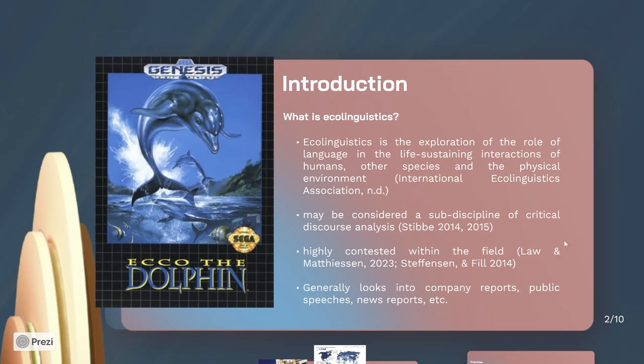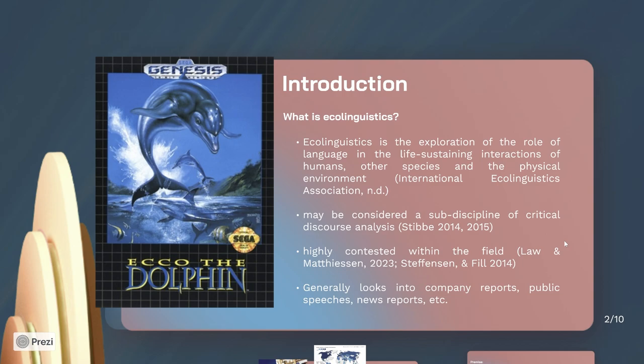So, introduction: what is ecolinguistics? According to the International Ecolinguistics Association, it is the exploration of the role of language in the life-sustaining interactions of humans, other species, and the physical environment. So basically anything to do with the environment and language is already ecolinguistics. As you can see in point number two, it may be considered a subdiscipline of critical discourse analysis, the CDA. If you know CDA, that is probably a great venue or topic to go into these days. I'll explain why that's very important.